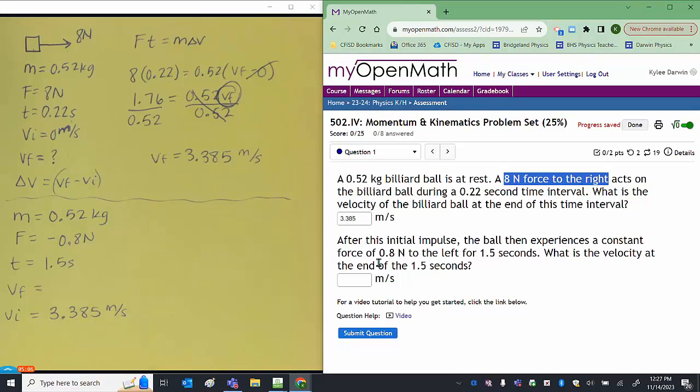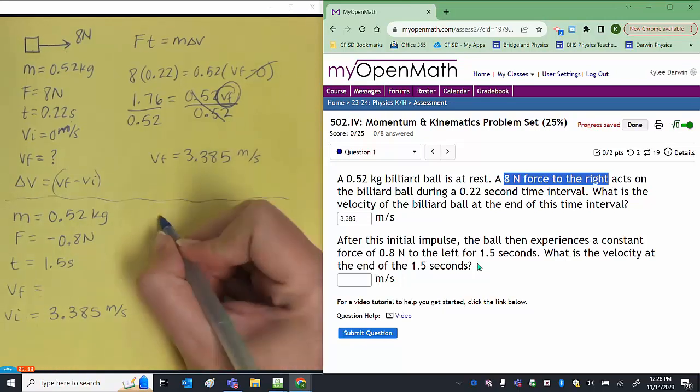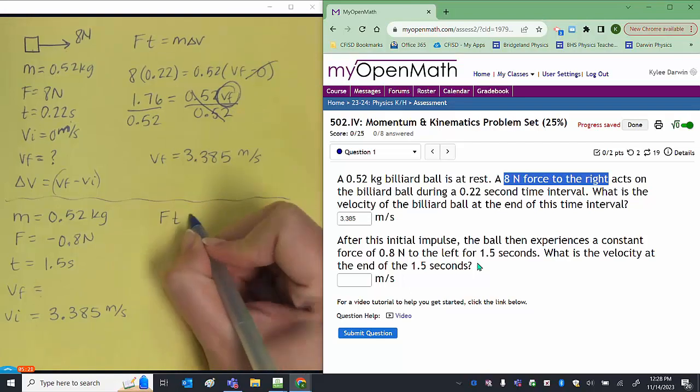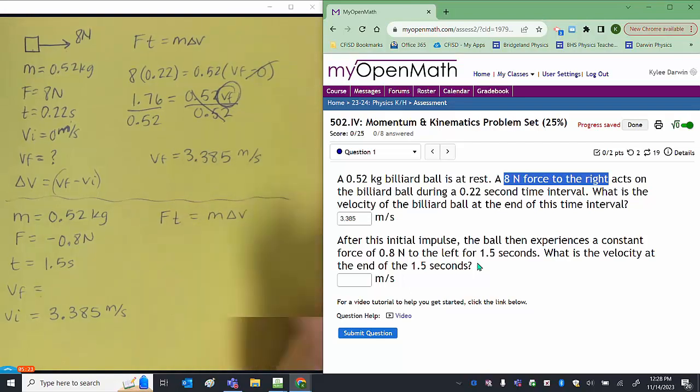I don't actually know if it stops. We're going to figure that out by finding the final velocity. But if you look, it's the same information I knew in the last question: mass, force, time, change in velocity. So it's the exact same equation that I used in the last question. F times T equals M times delta V.